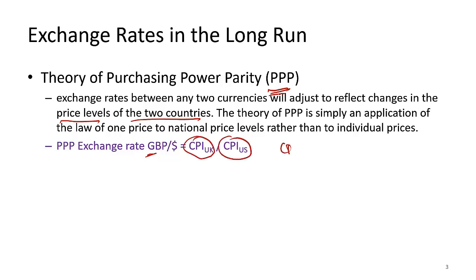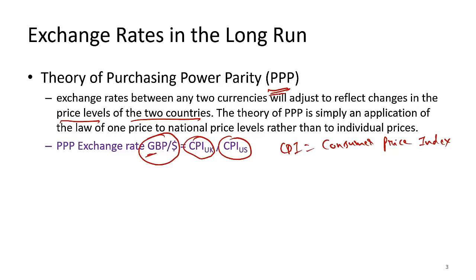And what is CPI? CPI is the consumer price index. That's the measure of aggregate prices in specific countries. So all we have to do to find the exchange rate in the long run is to take the consumer price index in the United Kingdom over the consumer price index in the US, and that will give us the PPP exchange rate for British pound per dollar.